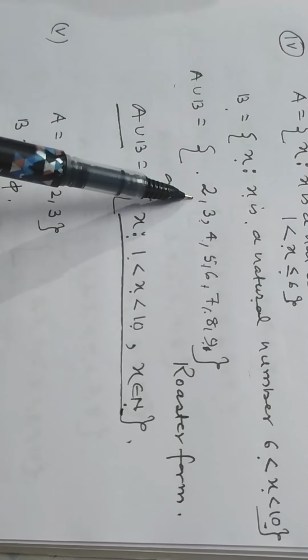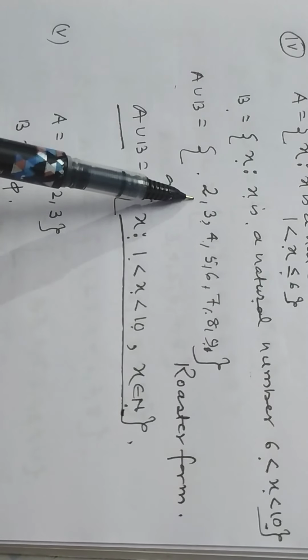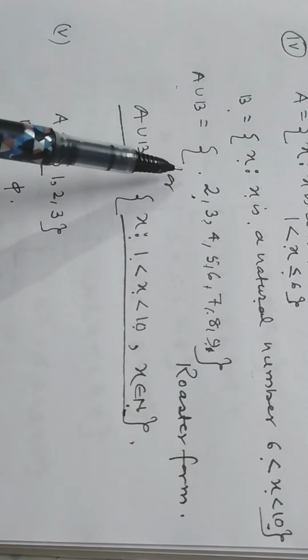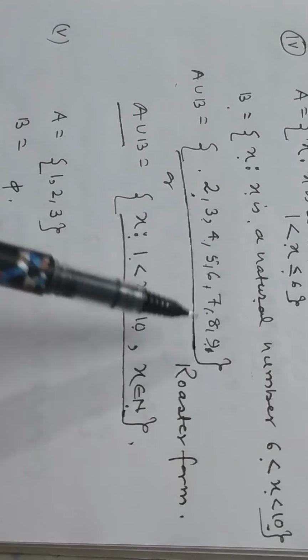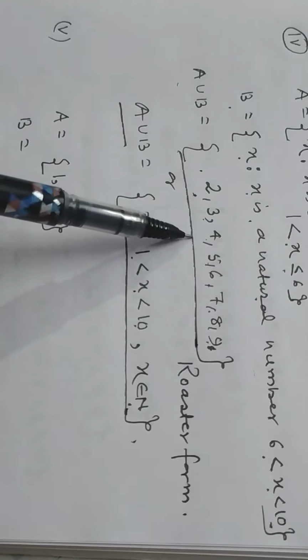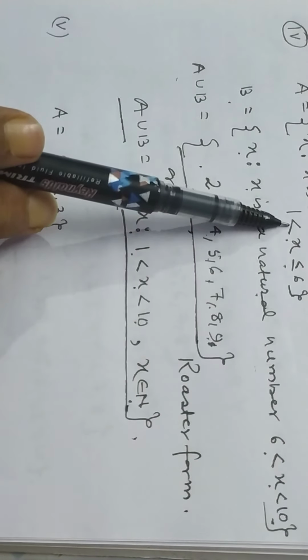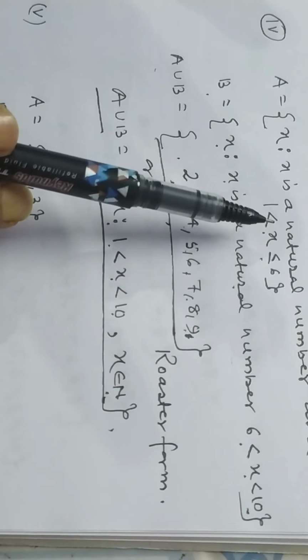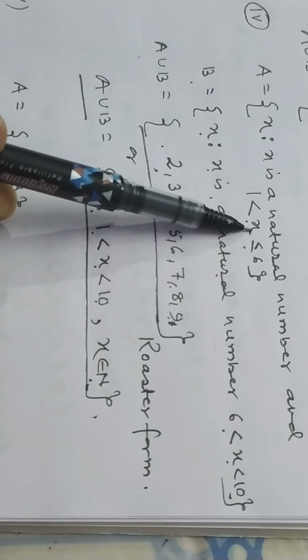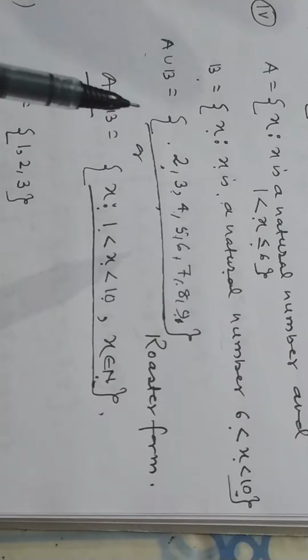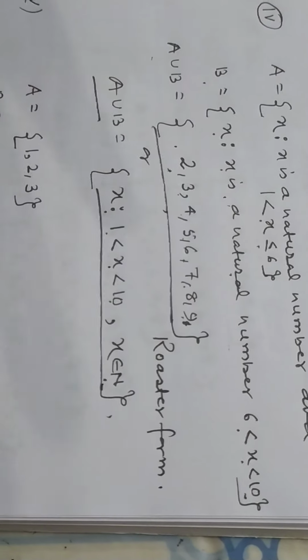But for your convenience, I have written it here in roster form also. You should not write in this form. Try to understand: if in a question the set is written in set builder form, then its union and intersection should be written in set builder form.